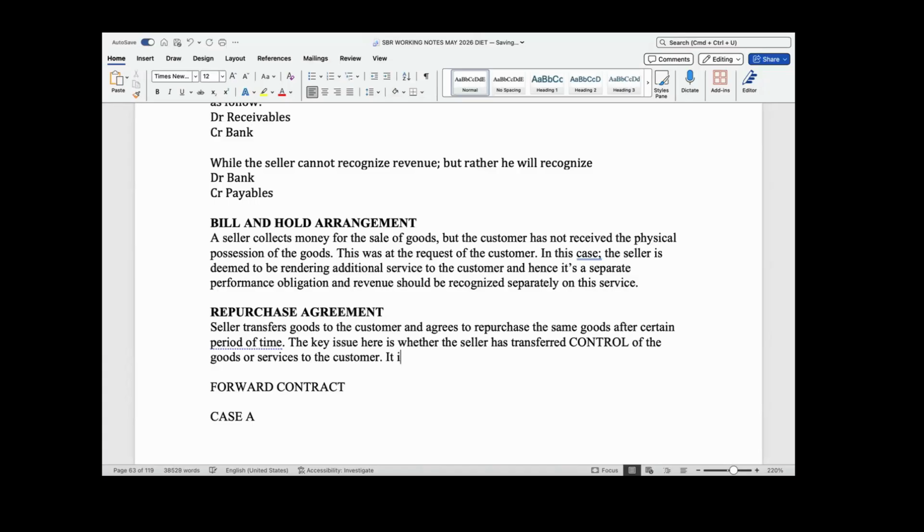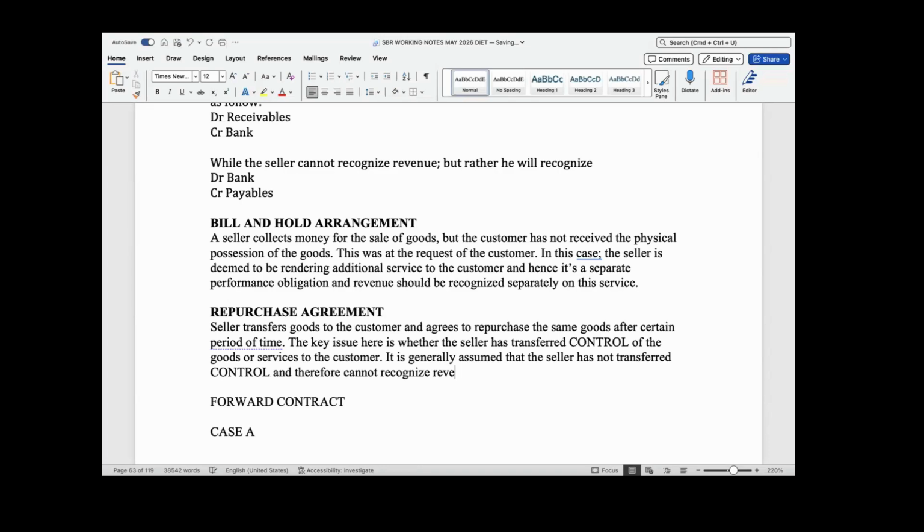And it is generally assumed that the seller has not transferred control and therefore cannot recognize revenue in most cases.